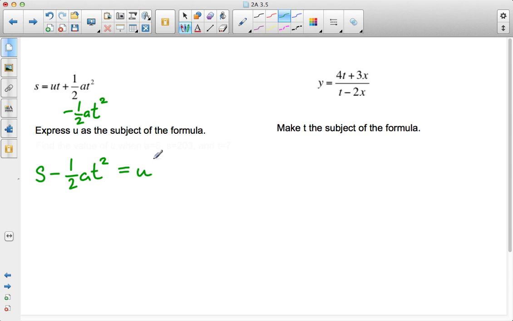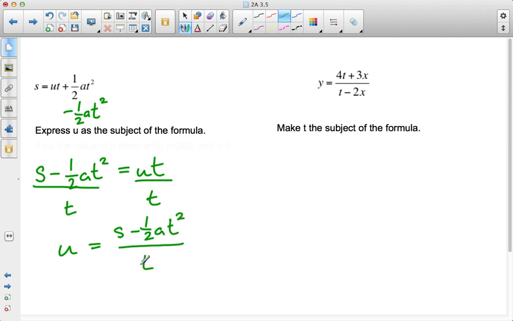equals ut. Then I'm going to divide this by t, divide that by t, and I'm going to get u equals (s minus 1/2 at squared) over t. Now the danger here is that you're going to look at the t squared and t and you're going to want to think, oh, I can just cancel those out.